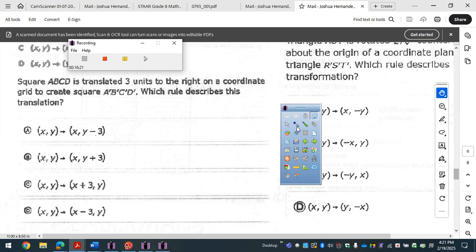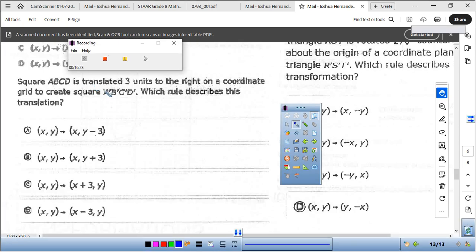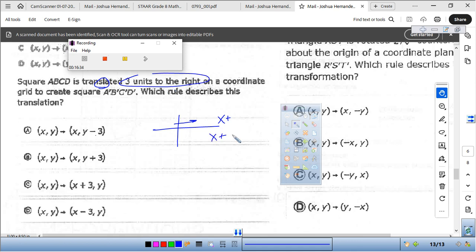Okay, well, this one says translated, to be slid. So that one's going to the right. So on the x-axis, you're just going to the right. That's going to be x plus, okay, positive 3. So it's going to be x plus 3. And it says nothing about going up or down, so it's just x plus 3, y.